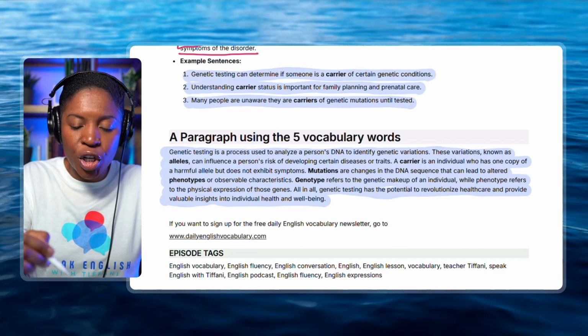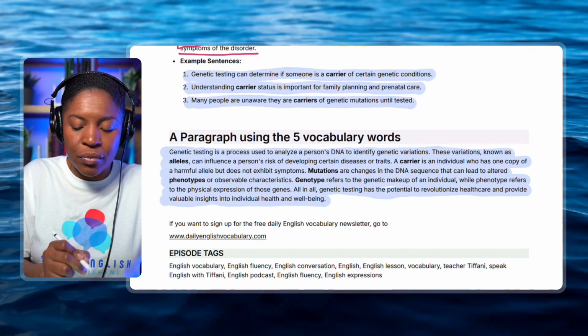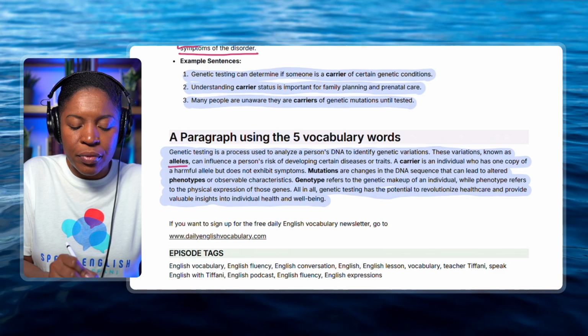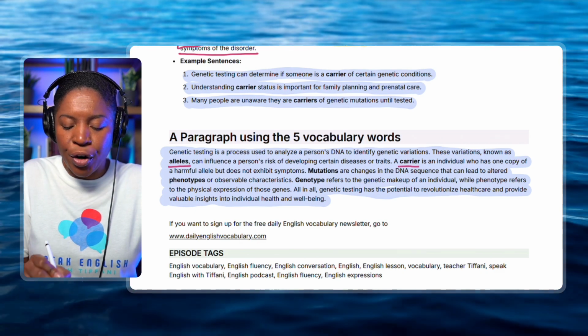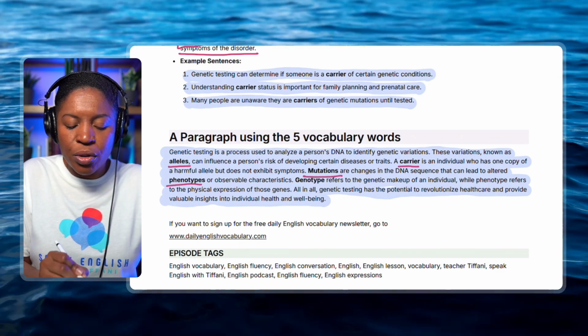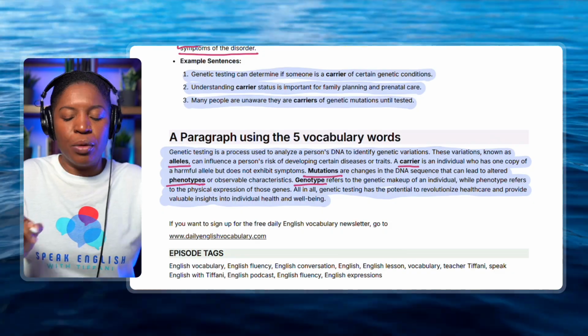Now, each of the terms that we discussed today were heard in this paragraph: alleles, carrier, mutations, phenotypes, and genotype. You now have the tools you need to speak English fluently and confidently about this topic.